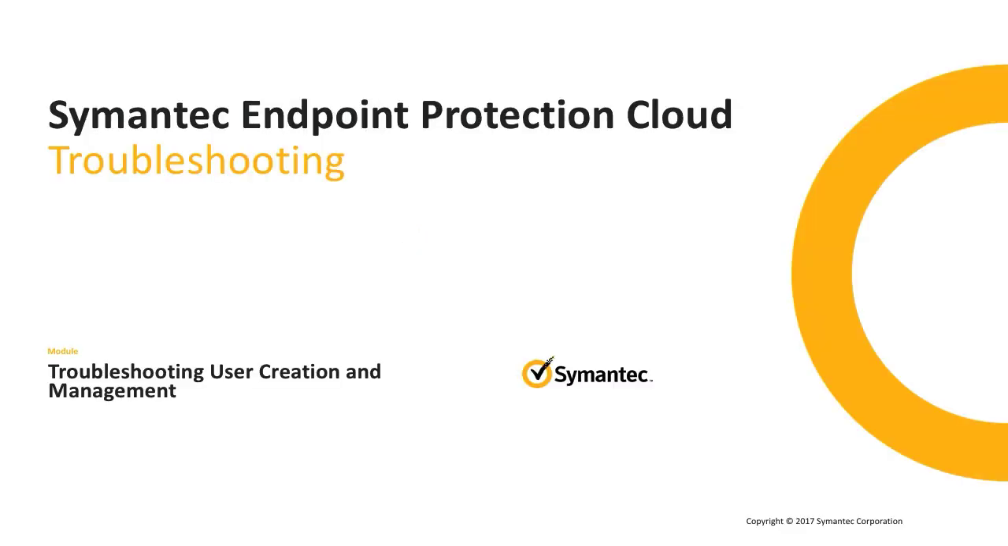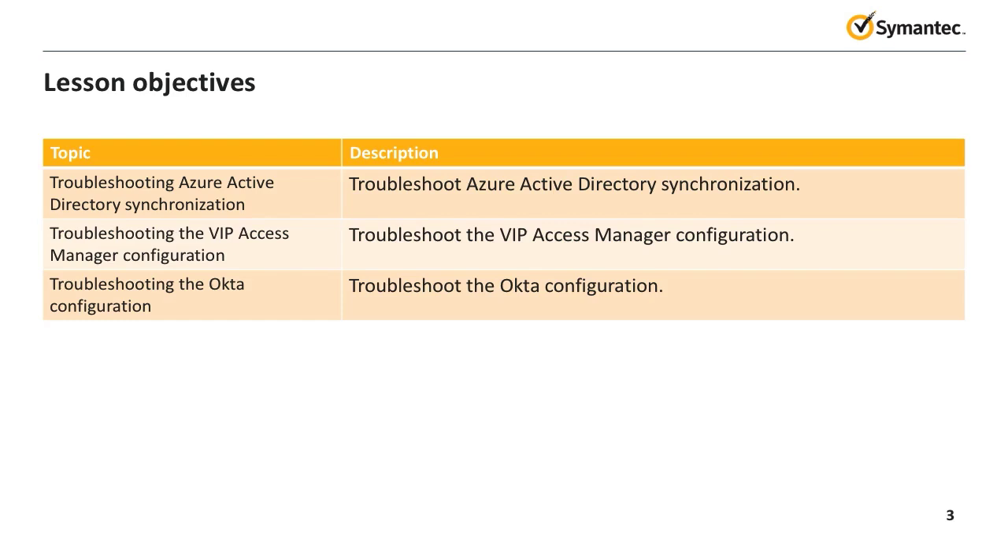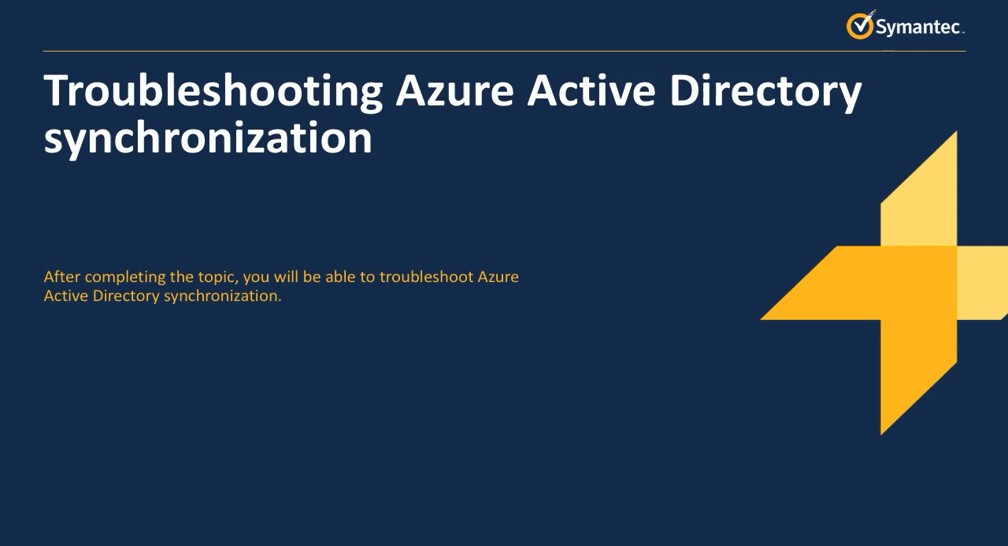Welcome to the Troubleshooting User Creation and Management lesson of the Symantec Endpoint Protection Cloud Troubleshooting Training course. In this lesson, you will learn how to troubleshoot Azure Active Directory synchronization, VIP Access Manager, and Okta configurations in SEP Cloud. This is the Troubleshooting Azure Active Directory synchronization topic. After completing the topic, you will be able to troubleshoot Azure Active Directory synchronization.